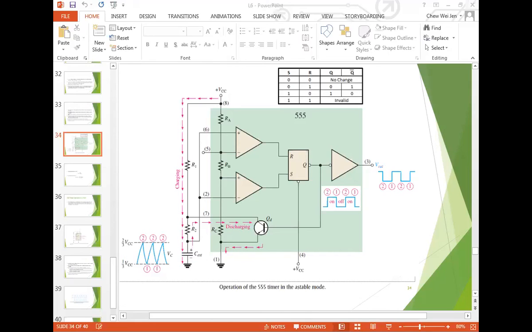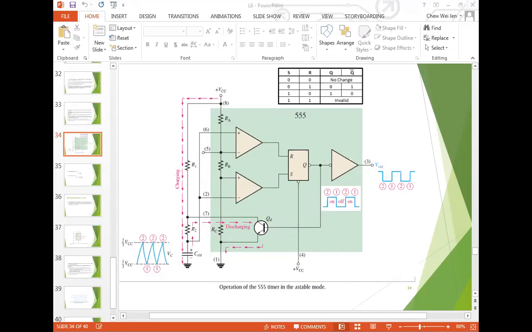Now when it goes below 1/3 VCC, this one goes high. Once it goes high, what happens? That means it goes set, so the output will be high, which brings this to low. That means you turn off the capacitor, so you don't discharge through this area. So no discharge, then you start charging back. That's how the multivibrator works.